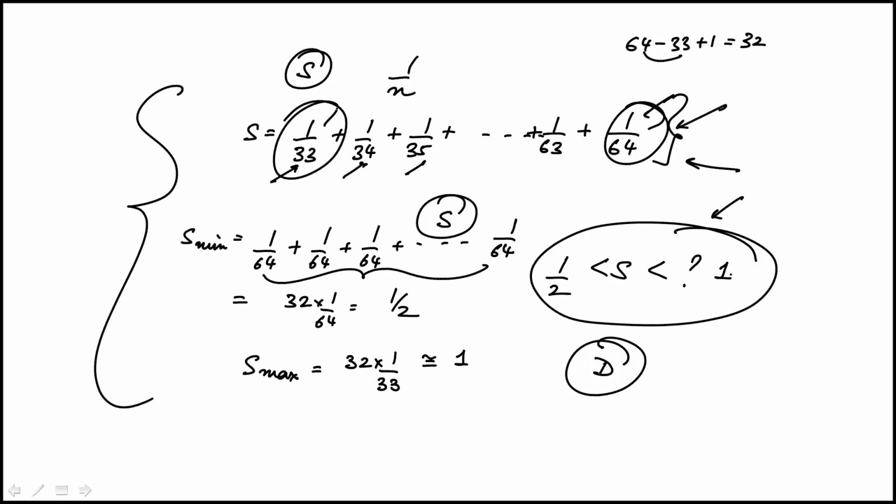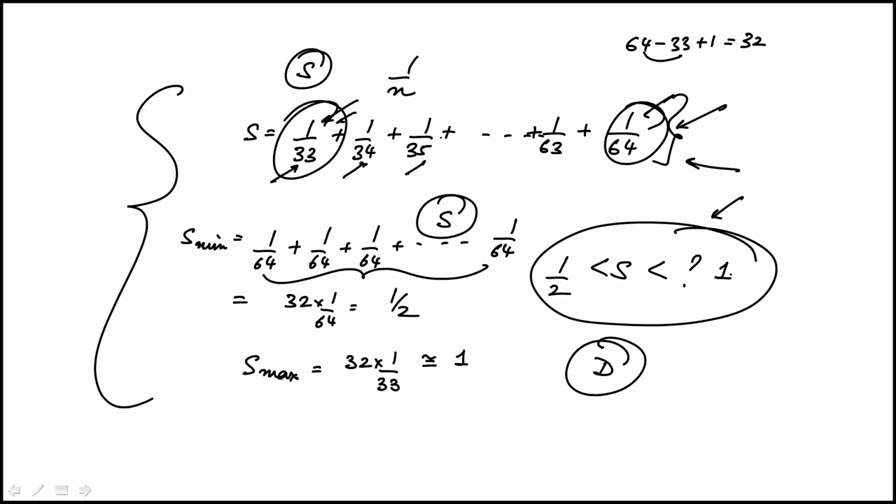You're looking to bound the sum. You're finding the least possible sum, where you replace each term with the smallest value. And then the upper limit would be when you replace each one of these with the greatest, because it has to be between those two. And that's the approach for all of these questions.